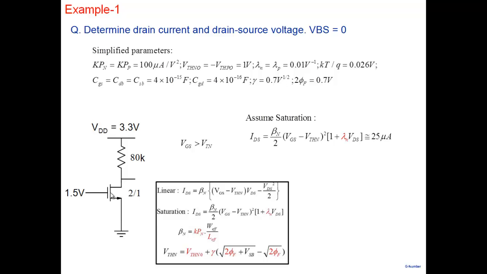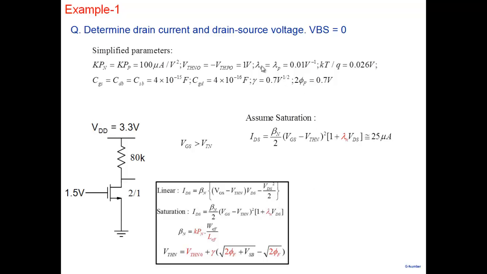We assume that the transistor is in the saturation region. For the saturation region, we have this expression for current. Basically we have everything. To calculate beta, Kp is given here, and W by L is also given, 2 by 1, so you can calculate beta. And VTH we know, VGS we know. And the accurate expression says that there is a 1 plus lambda times VDS here.